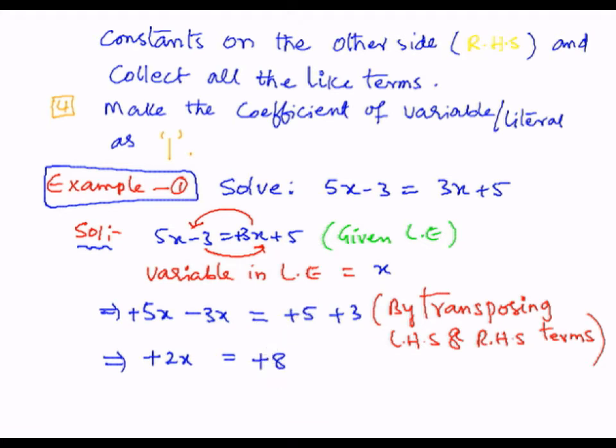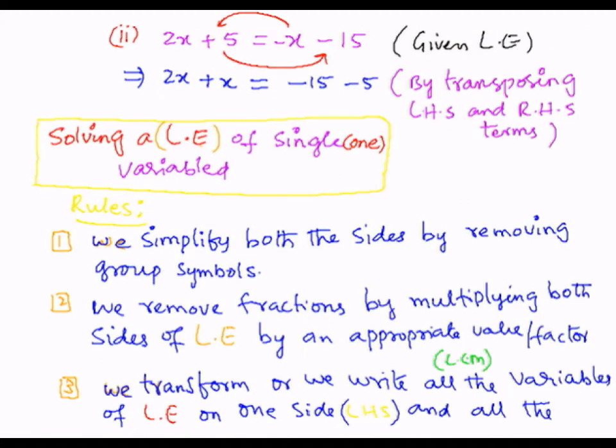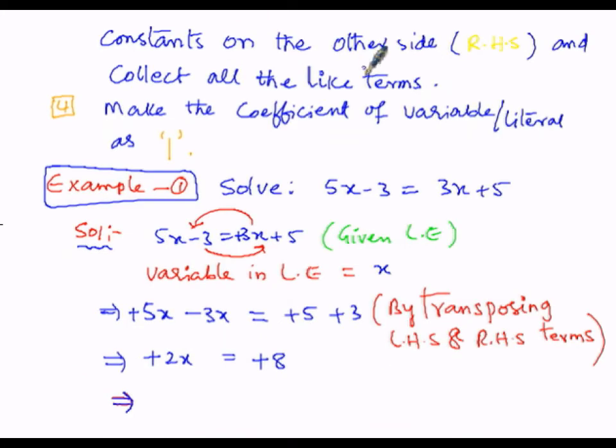So as per the next step, the last step in the rules of solving the linear equation. After writing the like variables on the left side and all the constants on the other side, we have to make the coefficient of the variable 1. In our problem, the variable is x, and we have to make its coefficient 1, but it is 2. Its coefficient is 2.